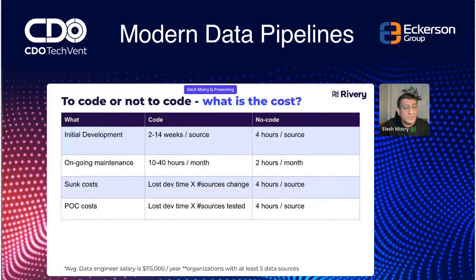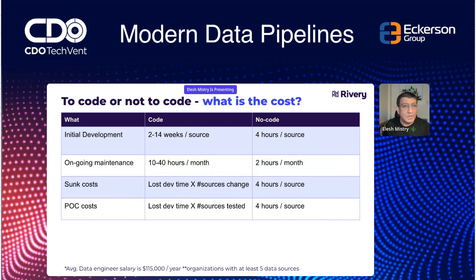So in terms of the sunk cost, if you want to move from HubSpot to Salesforce, then all that time that you previously spent has been lost. That's a sunk cost. And a POC cost is where you're essentially losing time by having to take time to onboard new sources as well. And when you consider the salary of a data engineer is $115,000 a year, you're not just going to need one. You're going to need one to cover the other when they go on holiday, and potentially even if they leave, you've got to have some backup there as well. So the cost of coding is not insignificant.